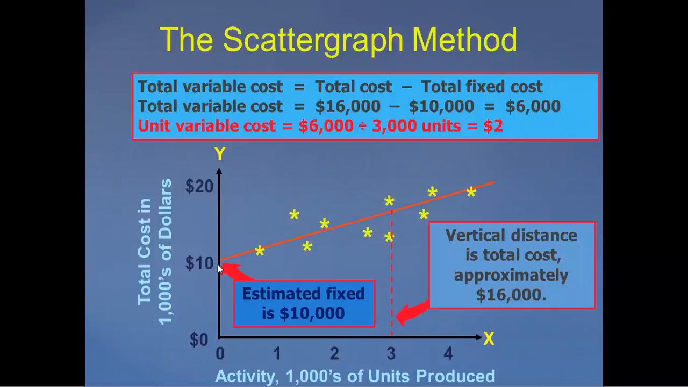So that's the fixed cost. And then we have to calculate the variable cost in order to get our cost line. And again, we'll save the details of that for when we go over the homework.